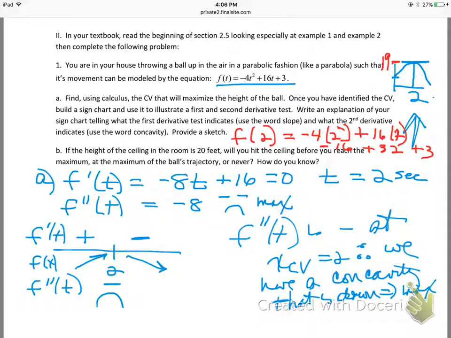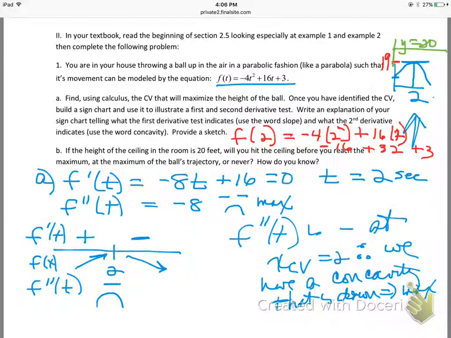Okay, so having the sketch, having the point of 19 identified, and then what you could even do is you can plug in, go a little further up, and give yourself y equals 20 here, so that you can indicate that you're never going to hit that ceiling. Okay, and that takes care of that problem.